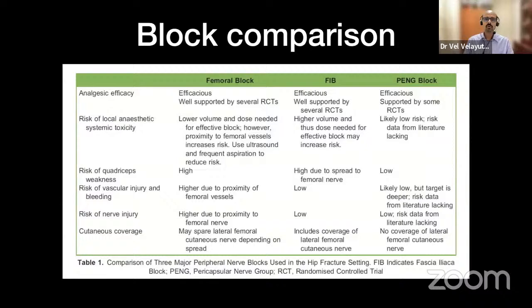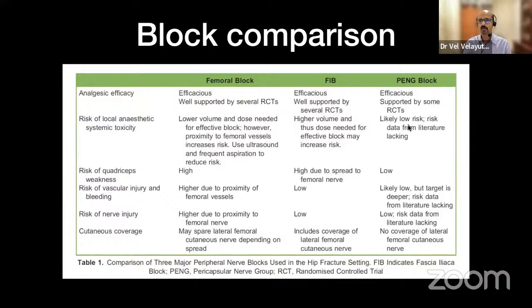So which one would you choose, and what are the differences in each? So, a quick comparison. We've just talked about the three main ones we normally do: femoral, fascia iliaca, and Peng block. All of them are efficacious, like I said, because all of them numb the anterior capsule. In terms of local anesthetic toxicity, wherever you use a lower volume, in this case femoral, it would be less, and the other two will be higher volume.